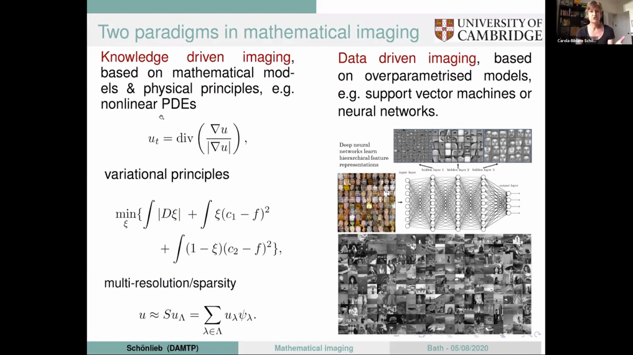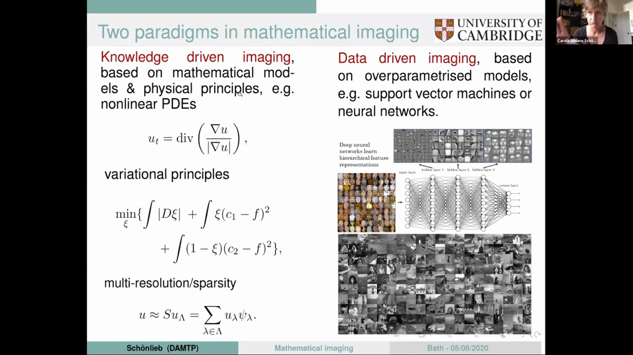Okay, so knowledge-driven imaging is based on mathematical models and physical principles. And basically, it always arises when you have data, you have imaging data, and you have the information you want to extract from this imaging data. And the first thing you need to be able to do is to write down an equation for how this information is related to the data. And then you have to write down another equation that helps you to extract this information from the data.